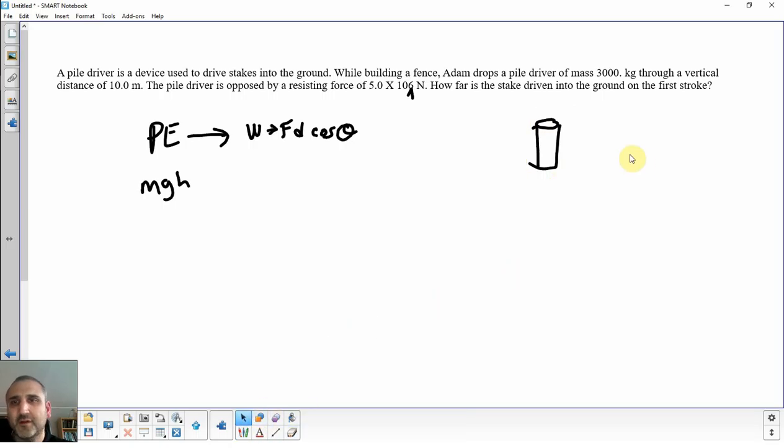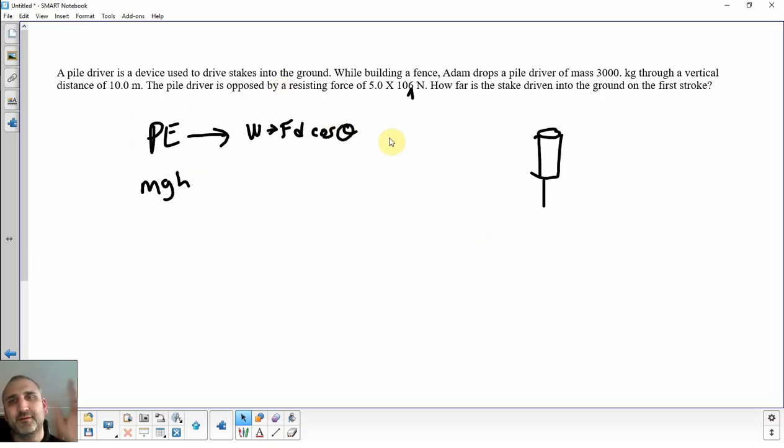It goes up and down, and it basically hammers something else into the ground. So let's say you've got that fence pole. The pile driver goes up, it's a big hammer, and drops on the fence stake, and the fence post drops. So they're telling us how hard the fence post is forced down, because it's resisting with 5 times 10 to the 6 newtons, which means it's encountering 5 times 10 to the 6 newtons.